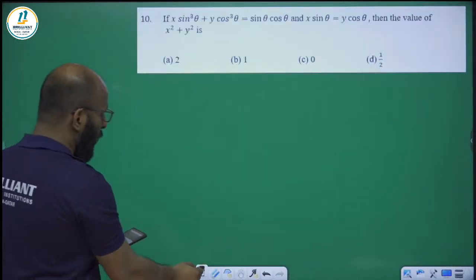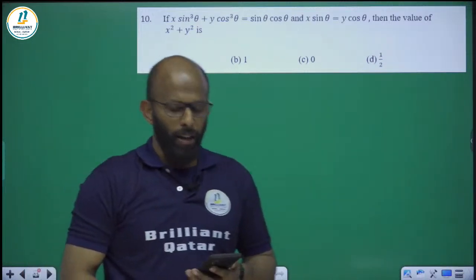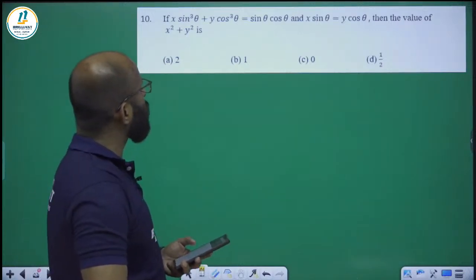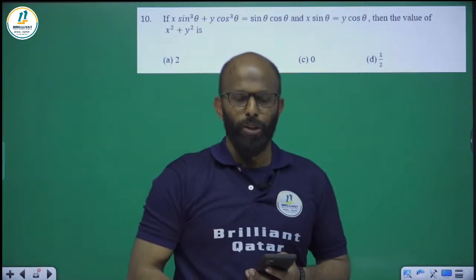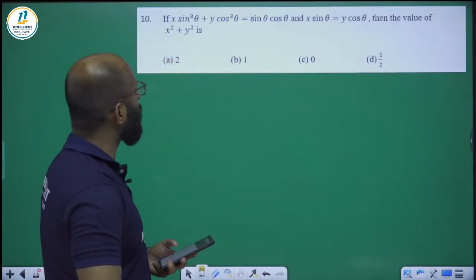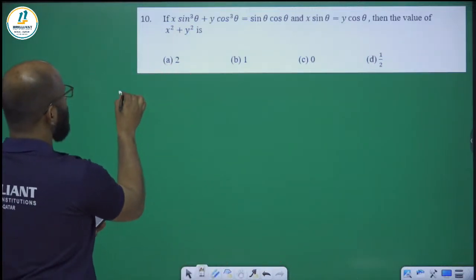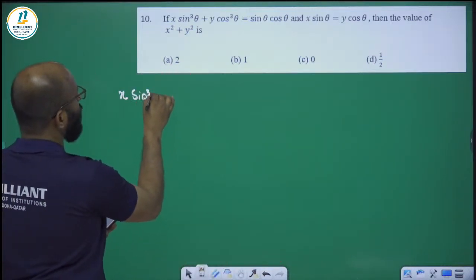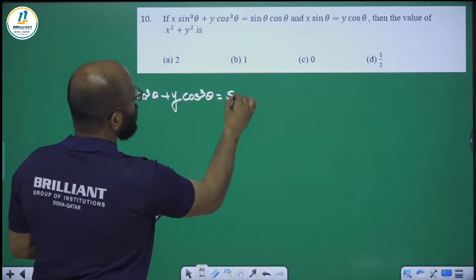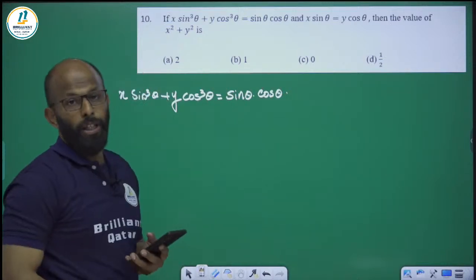Now, when you look at the 10th one, next question, this is the last question from the trigonometry chapter. If x sin cube theta plus y cos cube theta is equal to sin theta cos theta. We can write this as x sin cube theta plus y cos cube theta is equal to sin theta into cos theta.